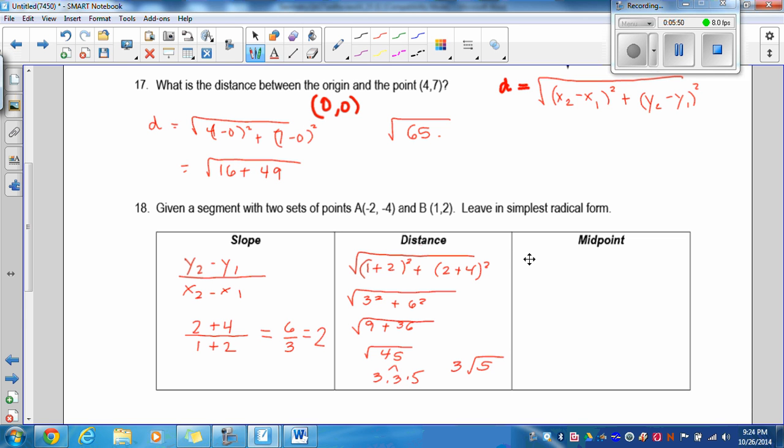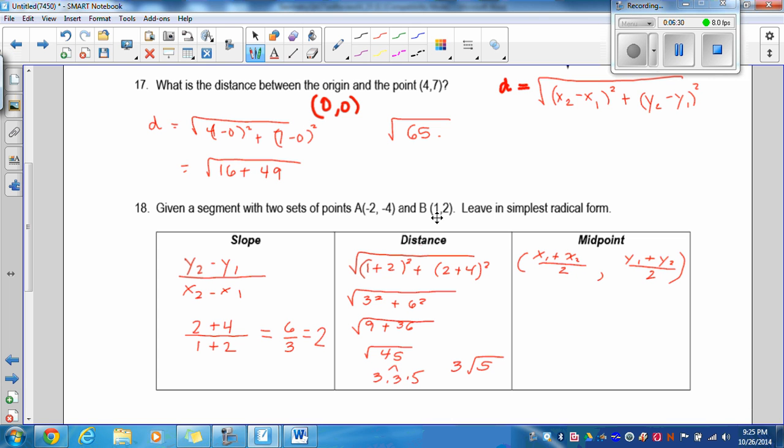Okay, for the midpoint. The midpoint, if you recall, is an ordered pair, and it's x1 plus x2 over 2, and then y1 plus y2 over 2. Now, just a quick notice about the formulas. Slope was subtract, distance was subtract, and midpoint is add. Let's kind of keep those straight.